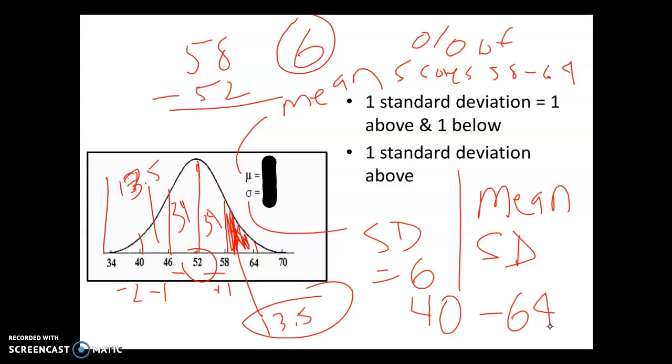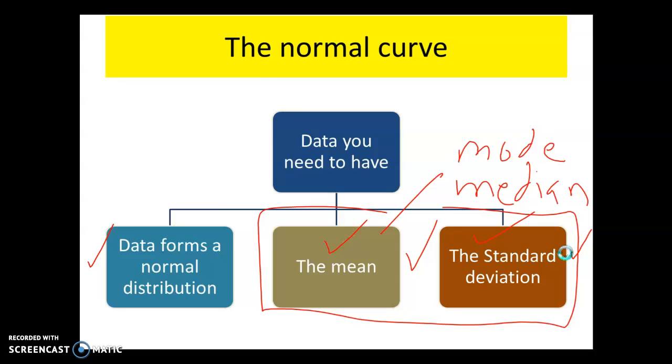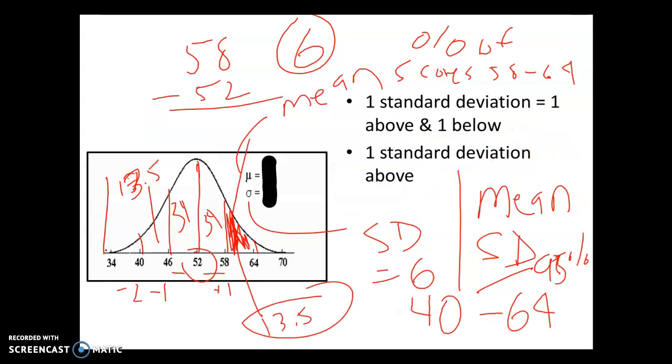If you were asked what percentage of scores will fall between a 40 and a 64, what is the answer for that? So again, you would add 13.5, 34, 34, and your 13.5. And that would give us 95% of the scores will fall between a 40 and a 64. So again, it all comes back to having to memorize these percentages. These are your standard deviations. This will always be the same. If it's a normal distribution, this setup will always be the same, and you'll be able to plug any scores into it.